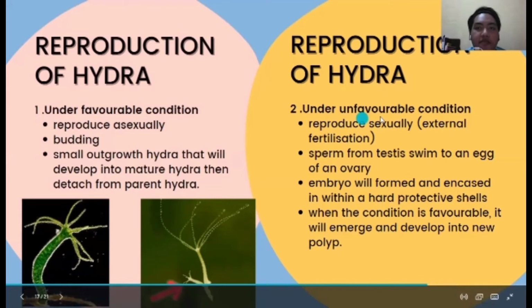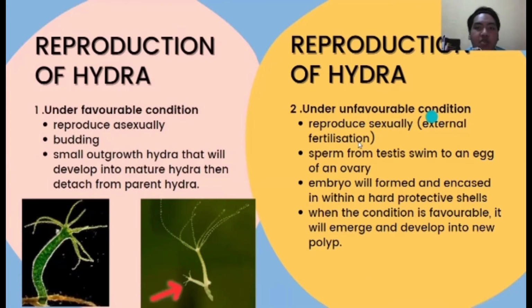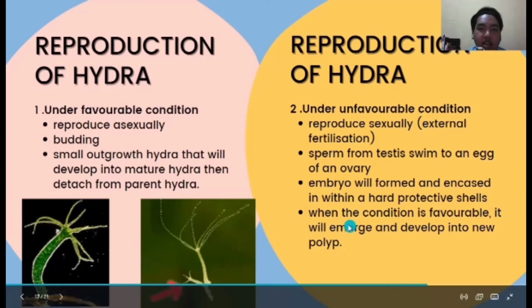Next, under unfavorable conditions, hydra will reproduce sexually. External fertilization will occur, where the sperm from the testes of a male hydra will swim to an egg of an ovary. An embryo will form and will be encased within a hard protective shell. And when the condition is favorable, it will emerge and develop into a new polyp, which indicates a new hydra.